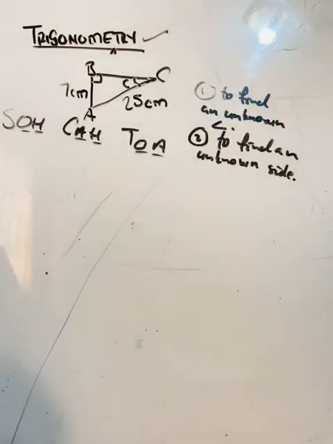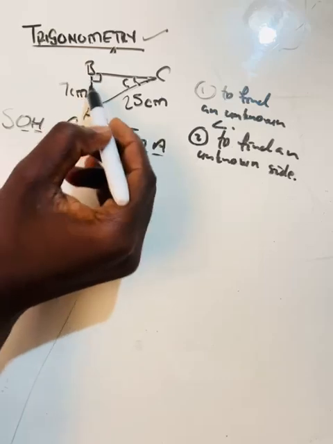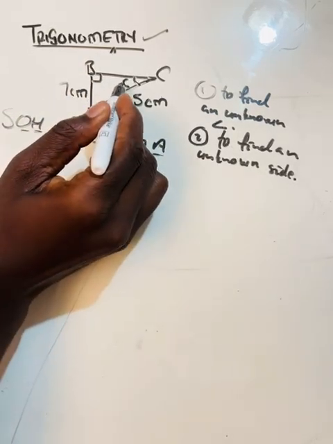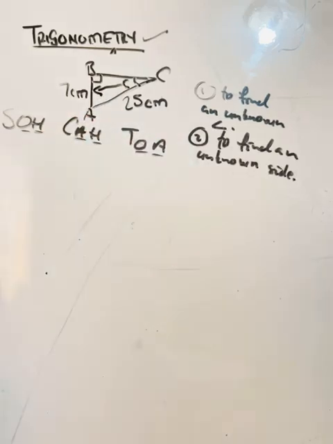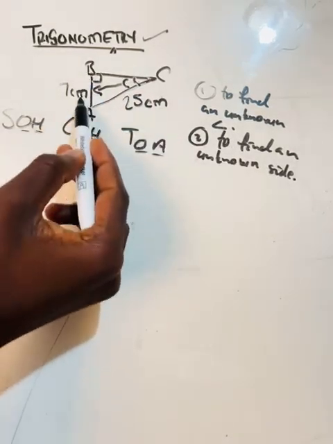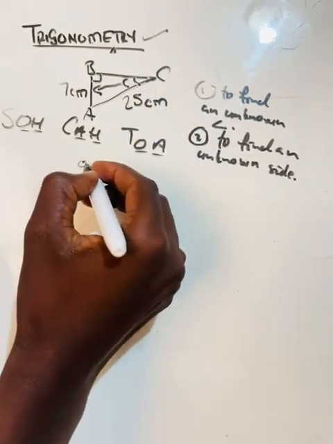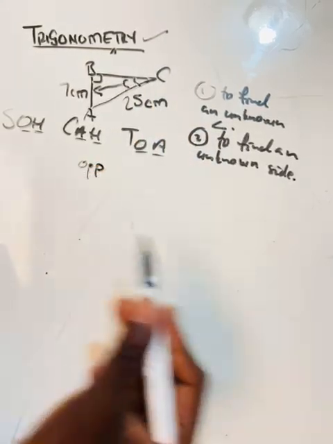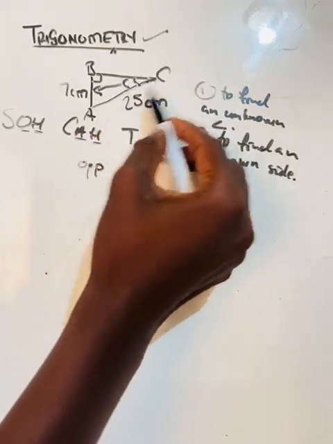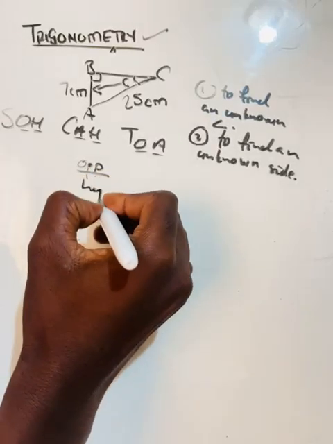So now what am I going to do? Based on this angle, I've got this side AB, which has got 7 centimeters. And if I draw something like this, I realize that this side AB is opposite angle what? Angle C. So I say that I've got opposite. And then this side line AC is hypotenuse. So which means I've got opposite over hypotenuse.